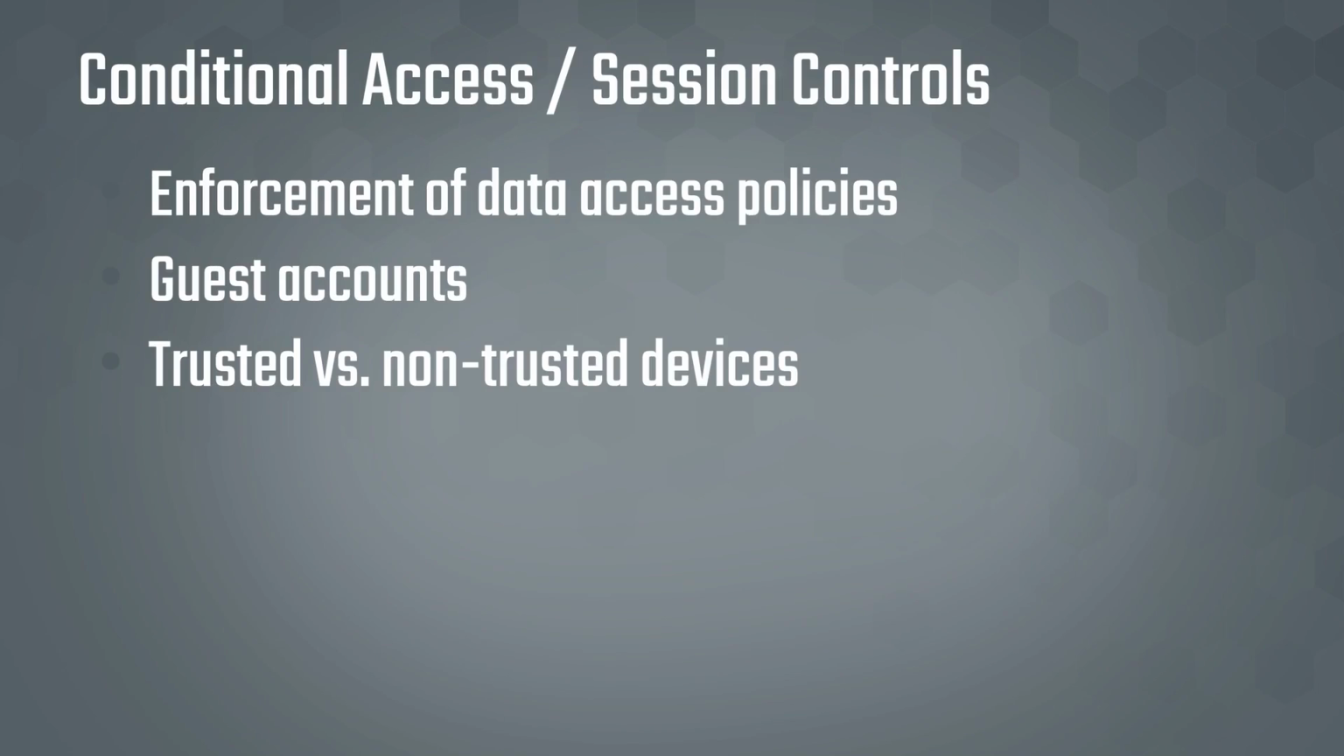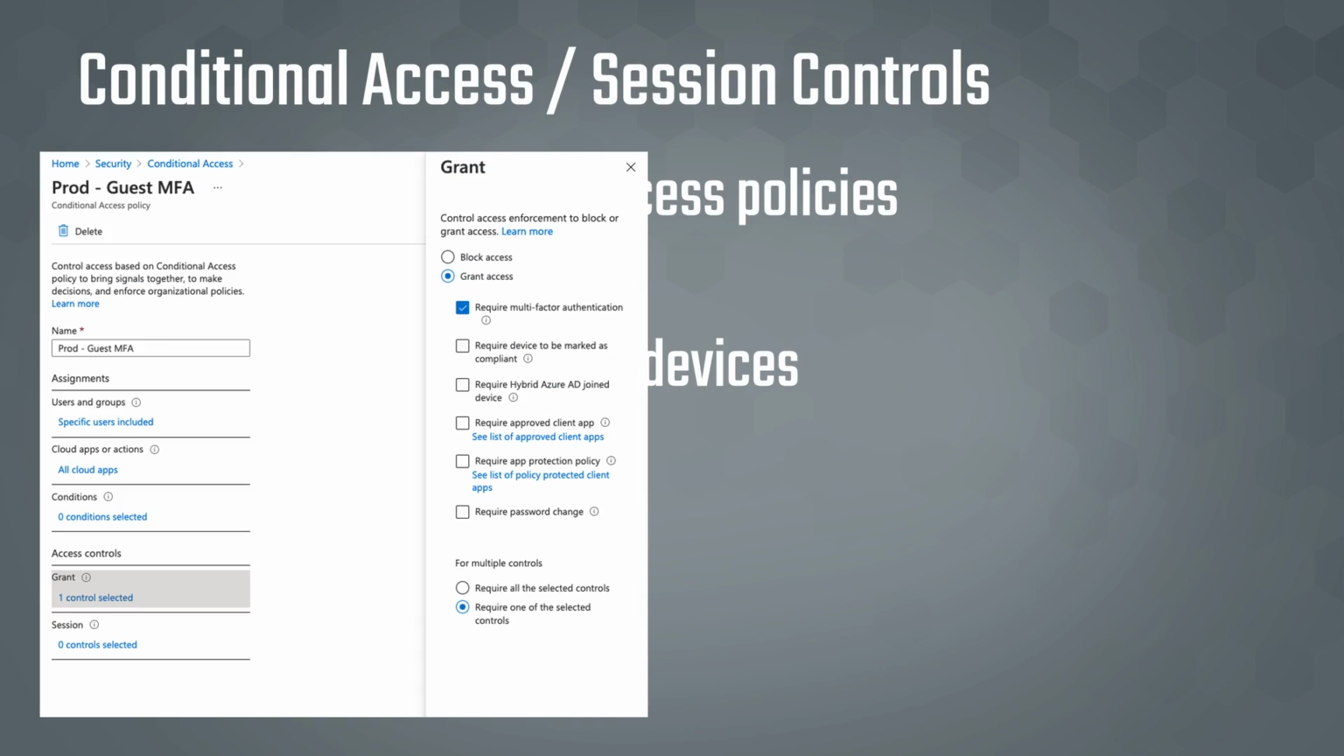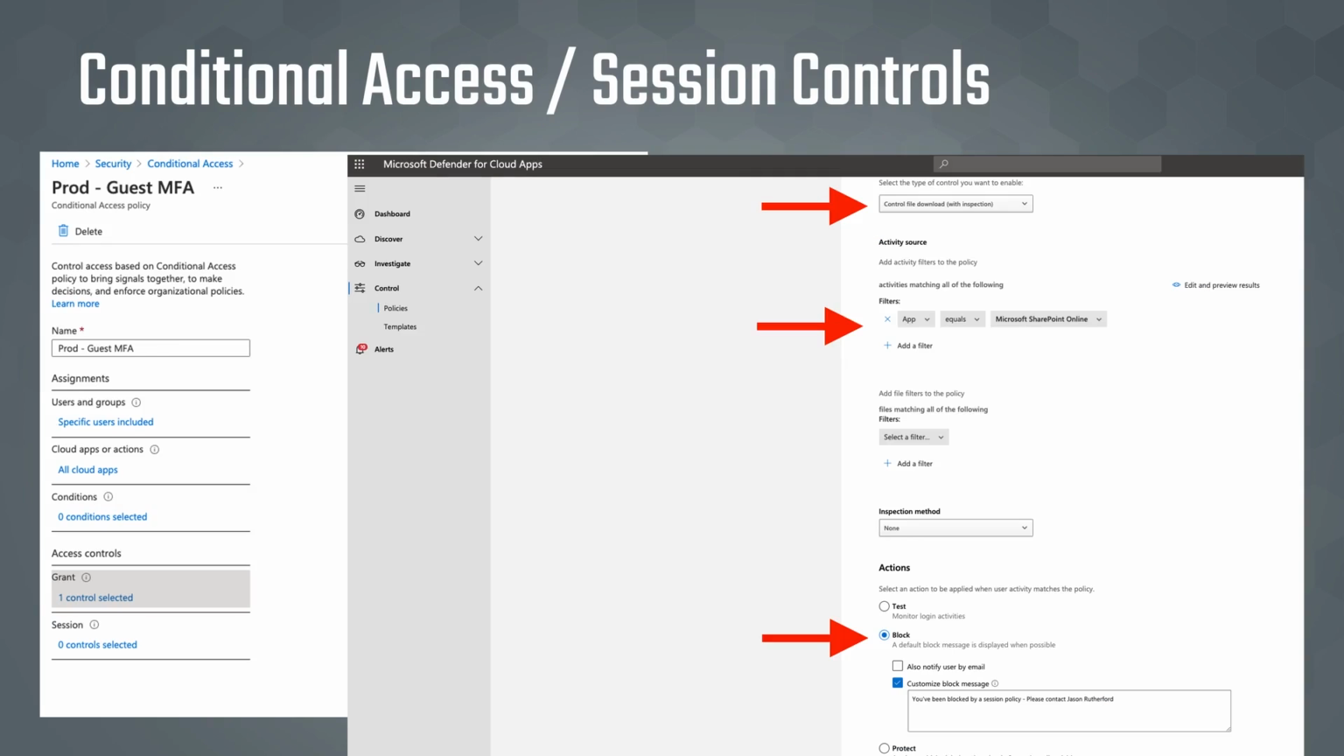Next up, we have conditional access or session controls. So enforcement of data access policies, things like, as an example, guest accounts or trusted versus non-trusted devices. So here's an example of a production MFA guest account that's going to require the grant, or it's going to allow the grant control after multi-factor authentication has been satisfied.